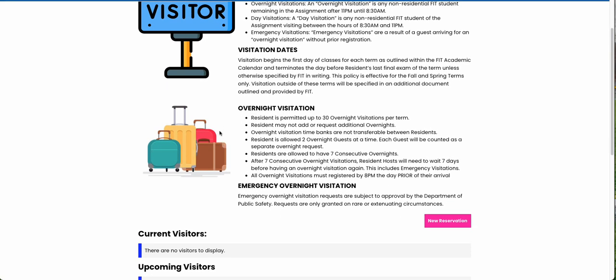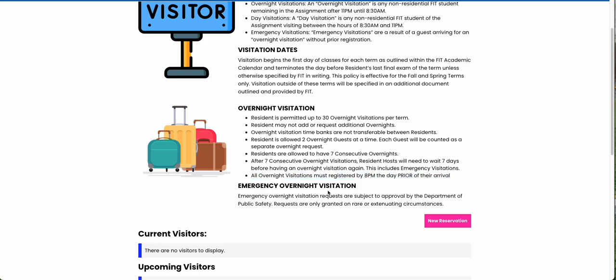Following that, we have some information about overnight visitors and overnight visitation, including how many visitations are permitted per semester or term. It talks a little bit about the inability to transfer visitation amounts per residence. Only 2 overnight guests are allowed at a time, and that is only for 7 consecutive nights. After that, there needs to be a break period in between registering another overnight visitor. And it talks about that all overnight visitation must be registered by 8 p.m. the day prior to the visitor's arrival.